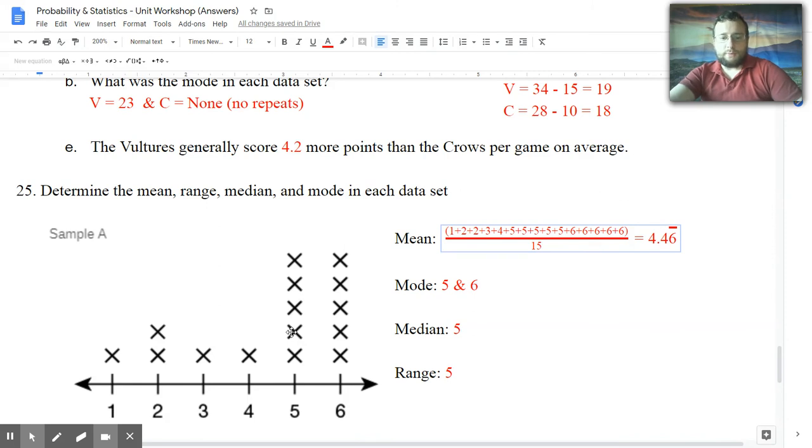There are 2 modes because they both have the same number of maximums here. The 5s and the 6s happen 5 times each. The median is the number in the middle of the data set. So it is an odd data set in the sense it has an odd number of values, 15 of them. So it's going to be the one in the actual middle, which is 5. And the range is also 5 because 6 minus 1 is 5.